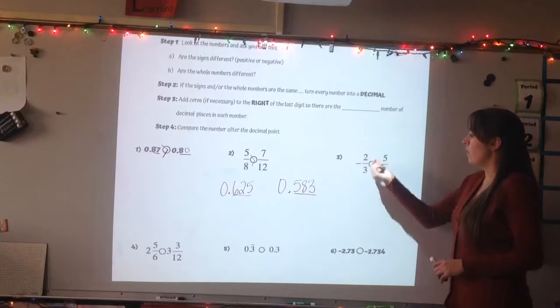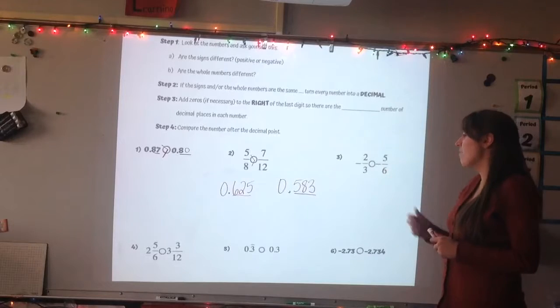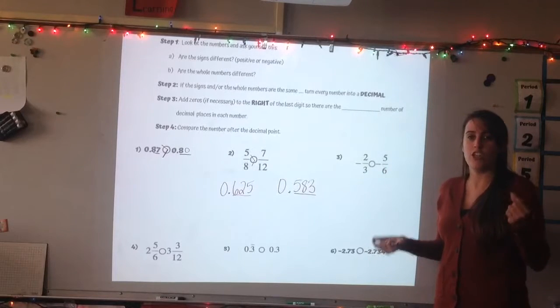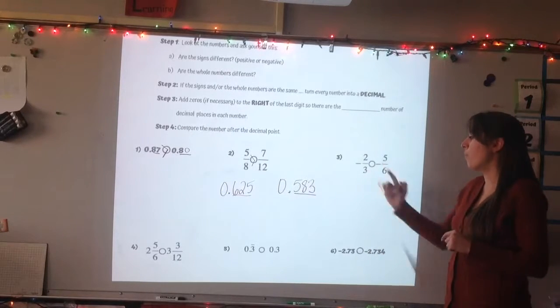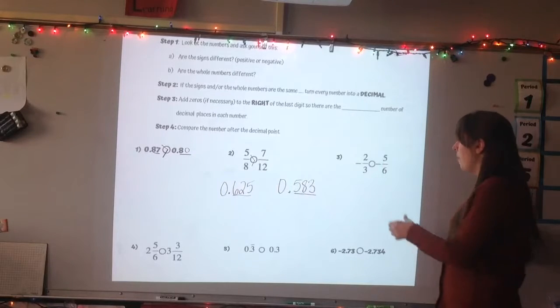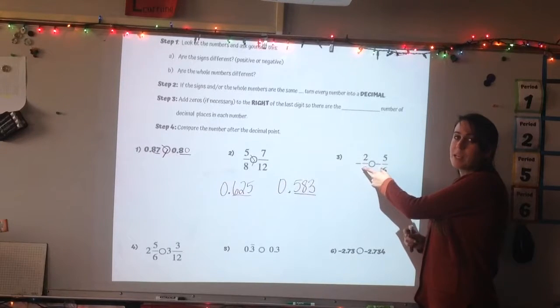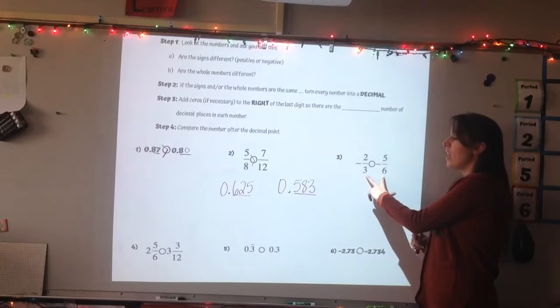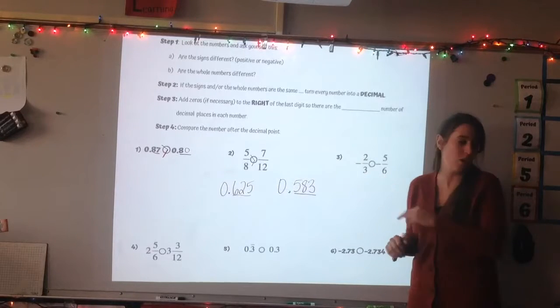Example 3, we've got negative 2/3 and negative 5/6. So again, first I'm going to look, do they have opposite signs? Nope, they're both negatives. Then I'm going to look at the whole numbers. There's no whole number with it, which means they both have the same whole number of 0. So I need to convert these to decimals in order to compare.